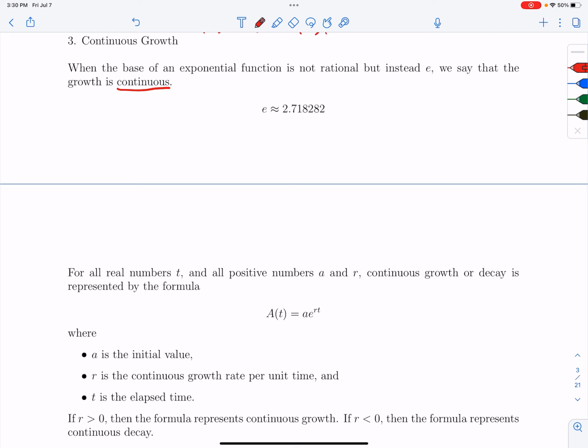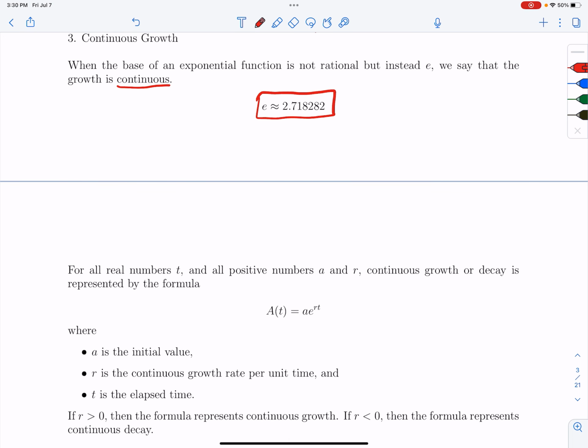It's always getting compounded. So we use this exponential constant e as a base, and we see that in the base number here. For all real numbers t and all positive numbers a and r, continuous growth or decay is represented by this formula. Some of the same things apply. A is the initial value, or sometimes it's called the principal. r is the continuous growth rate per time. And t is the elapsed time.